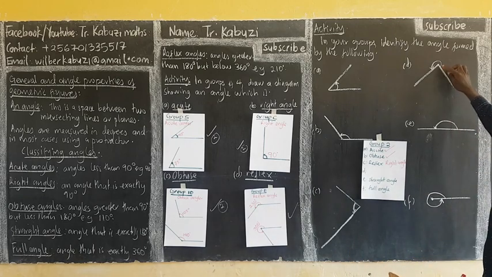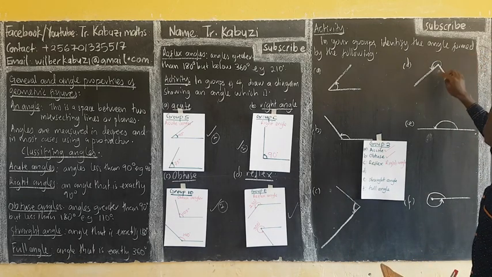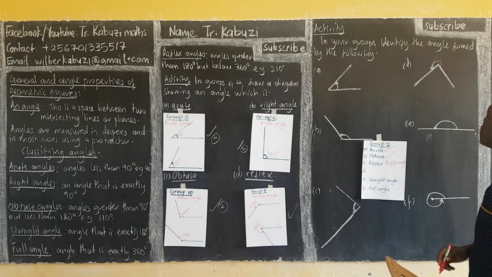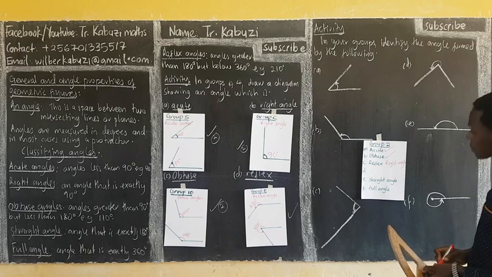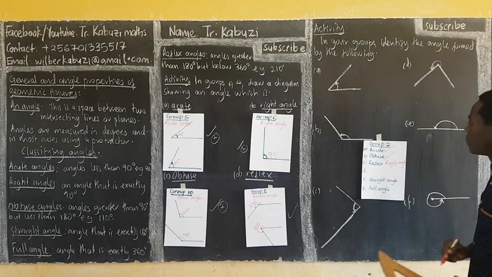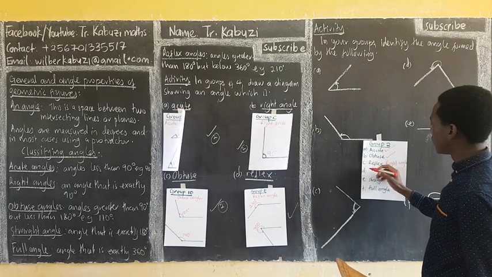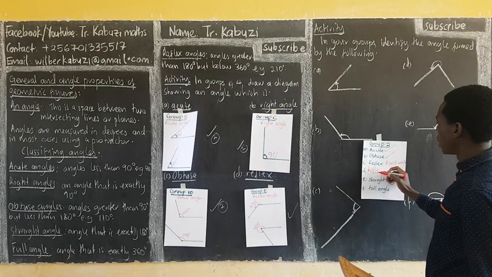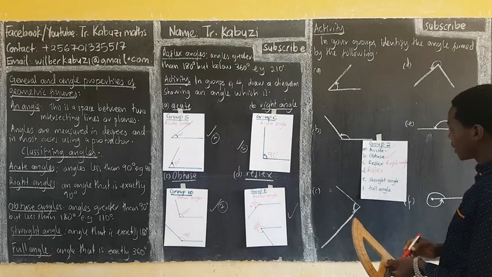When it comes to D, it's not having anything. This is starting from here up to here. So what you do, you get this angle, you measure this angle, then you subtract from 360. Then with the balance you see if it's acute or not. But for me, when I look at this angle from here up to here, it's going to be reflex. So that's what we expect.